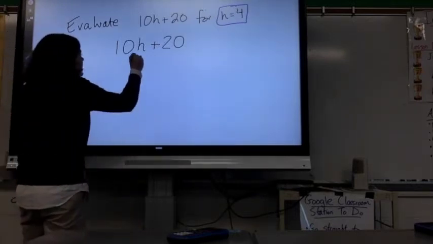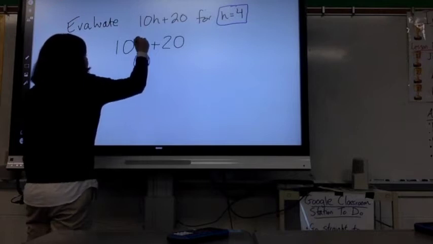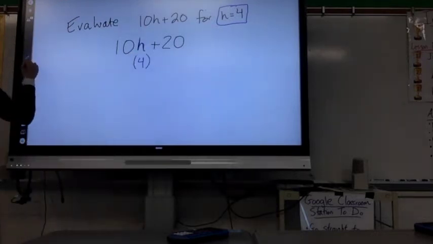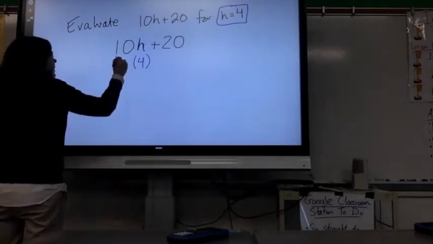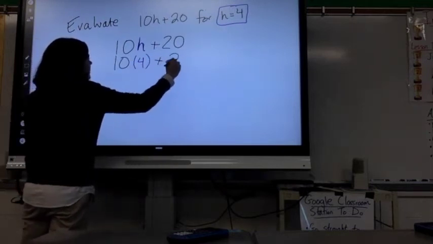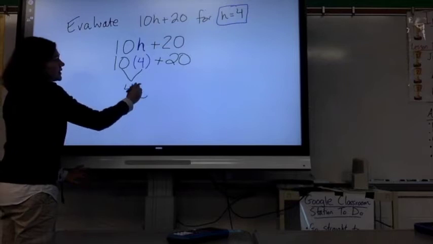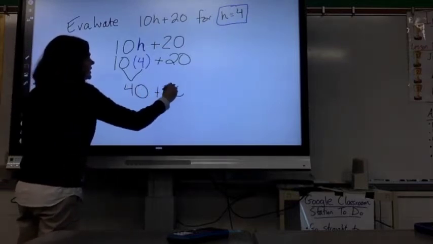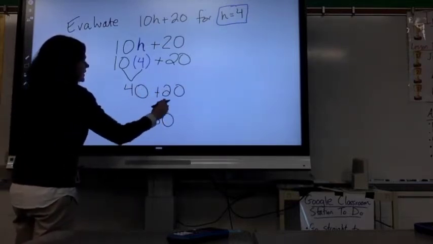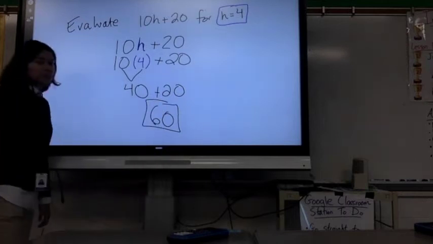So I'm going to replace H, which was right here, with 4. And then I keep my 10 and my plus 20. 10 times 4 is 40, plus 20, so we get 60. That would be our final answer.